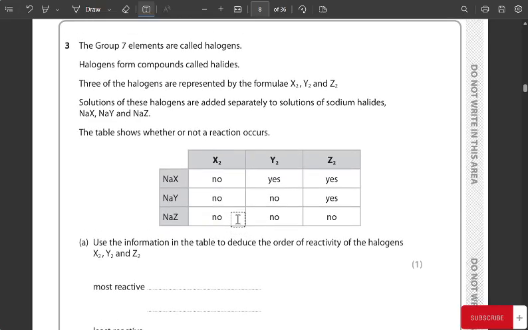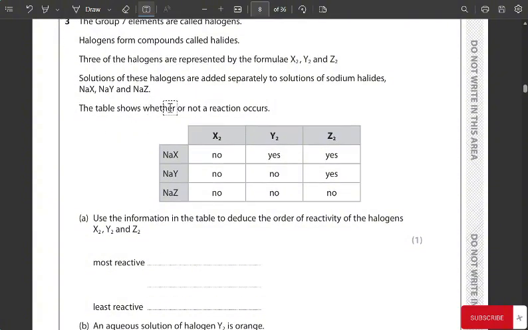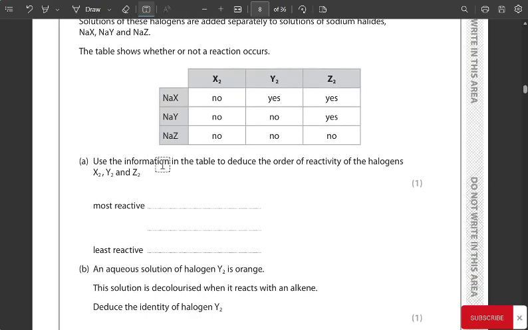And the next one, the third question. The group of 7 elements are called halogens. Halogens form compounds called halides. 3 of the halogens are represented by the formula X2, Y2, and Z2. Solutions of these halogens are added separately to solutions of sodium halides. Sodium sign is Na: NaX, NaY, and NaZ. And this table shows whether or not a reaction occurs. Use the information in the table to deduce the order of reactivity of the halogens X2, Y2, and Z2.